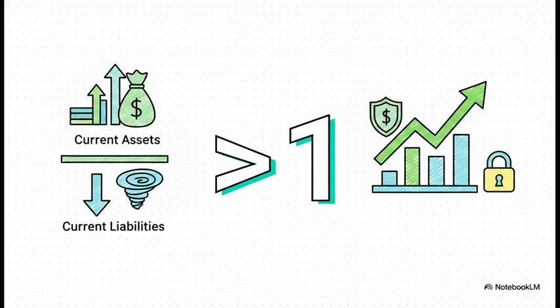Next on the list is the current ratio, which is all about evaluating liquidity. And the rule here? Simply stick to a ratio greater than 1. That's it. It's just current assets divided by current liabilities. Seeing a number above 1 means the company actually has enough short-term assets on hand to cover its short-term debts. Basically, it means they aren't going to go completely belly up if their creditors come knocking tomorrow morning.